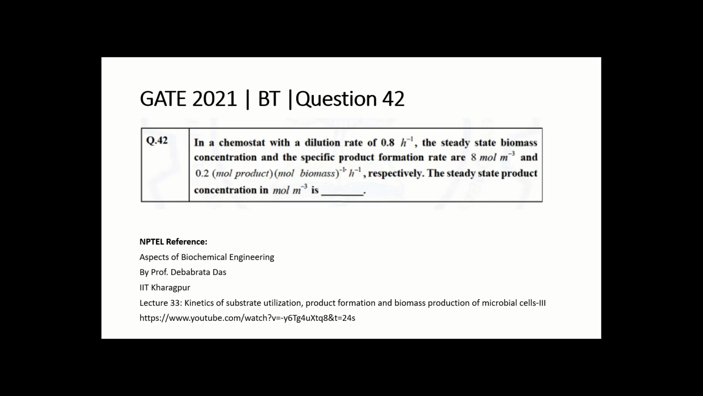So basically the specific product formation rate is 0.2 mole product per mole biomass per hour, and the biomass steady state concentration is 8 mole per meter cube. The steady state product concentration is yet to be found in the unit of mole per meter cube. So here we are asked to find the concentration of the product at the steady state. Steady state biomass concentration is given as 8 mole per meter cube and specific product formation rate is given as 0.2.